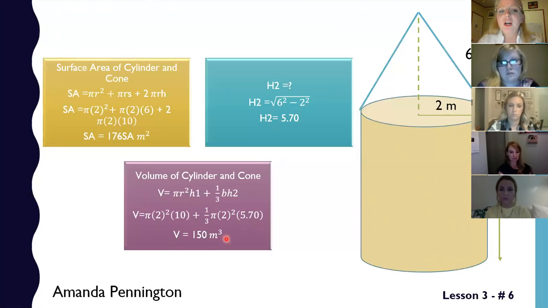Now, it's very important to recognize that in volumes, you're going to have a measurement of cubed. And in surface area, you're going to have it squared. And so you need to be able to remember that as we go on to our next problem.